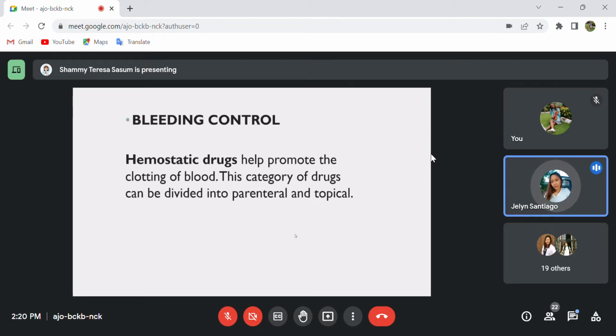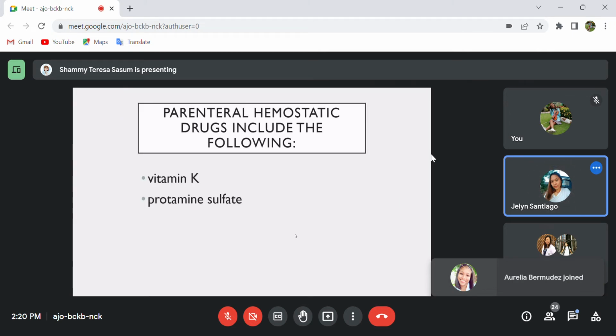So I will continue our report about drugs affecting blood coagulation. The second category for drugs affecting blood is bleeding control, which is yung mga hemostatic drugs. Hemostatic drugs help promote the clotting of blood, meaning to keep blood within damaged blood vessels. This category of drug can be divided into parenteral and topical. Next slide. Parenteral hemostatic drugs include the following, which is yung vitamin K1 tsaka protamine sulfate.